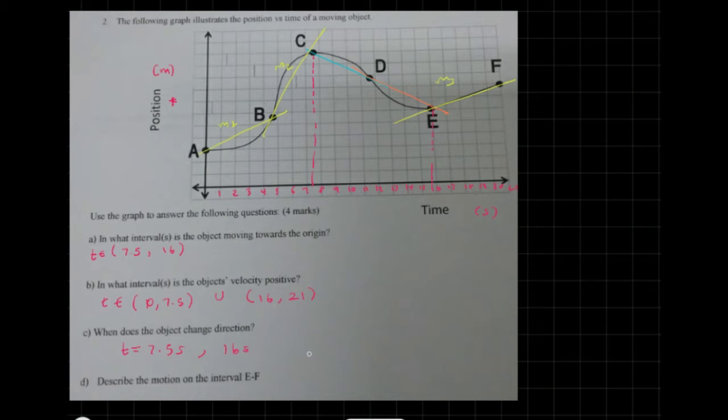Okay, describe the motion at the interval E and F. Because we have a constant slope of the position time graph, this indicates that our velocity is constant. Okay, so velocity is constant. The velocity function will have a constant slope as a result, right? A constant change as a result, right? So the velocity is going to be constant.